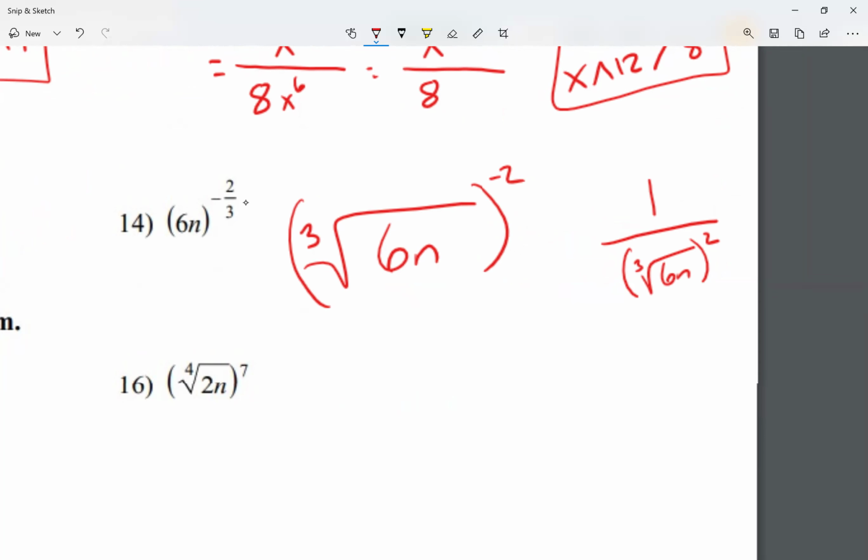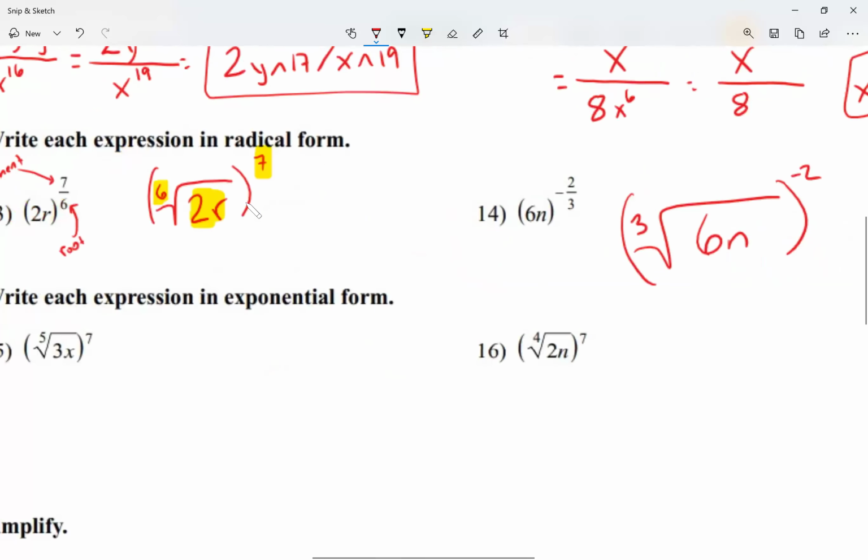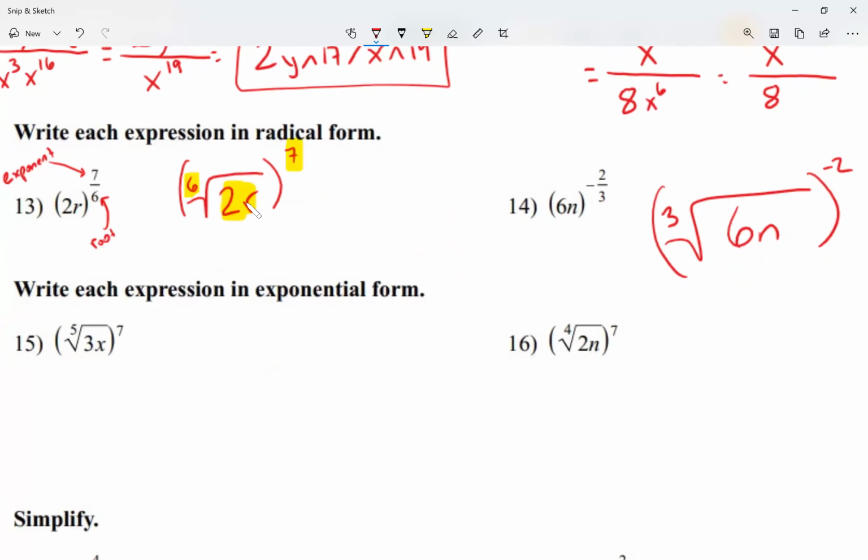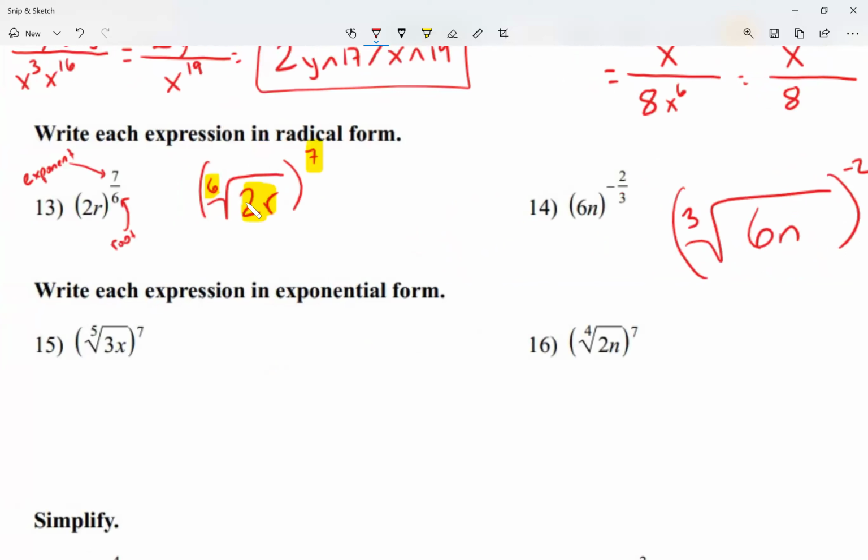I really need you guys to work on splitting your fraction. Remember what I did on number 13. That is what you will be working on. I really need you to work on that.